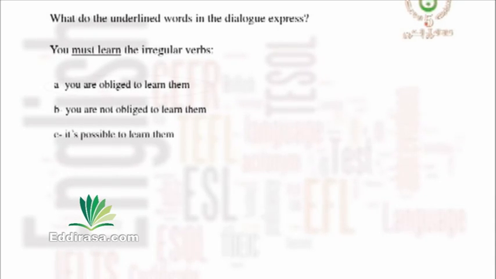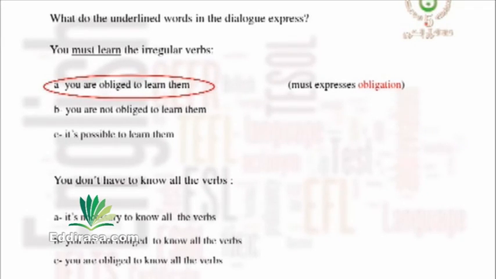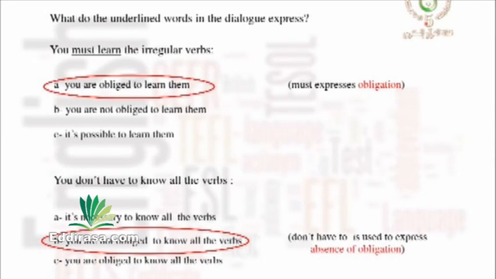Yes, the answer is A. So must expresses obligation. Good. Second sentence. You don't have to know all the verbs. Does this mean it is necessary to know all the verbs? You are not obliged to know all the verbs, or you are obliged to know all the verbs? Right? The answer is B. So don't have to is used to express absence of obligation, means that you are not obliged.